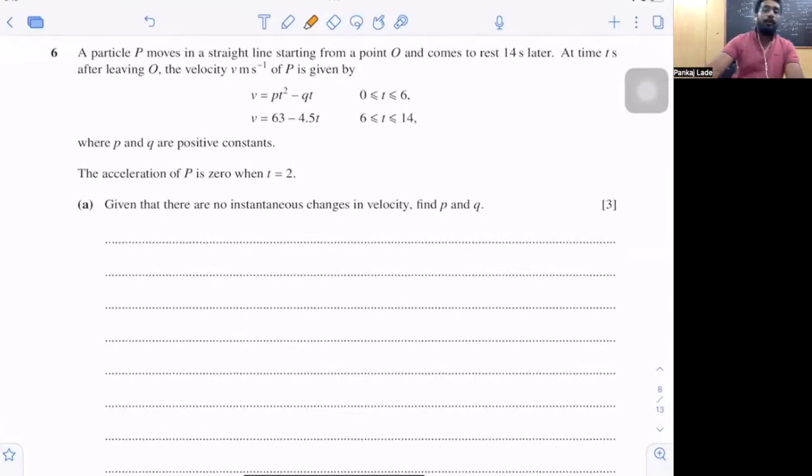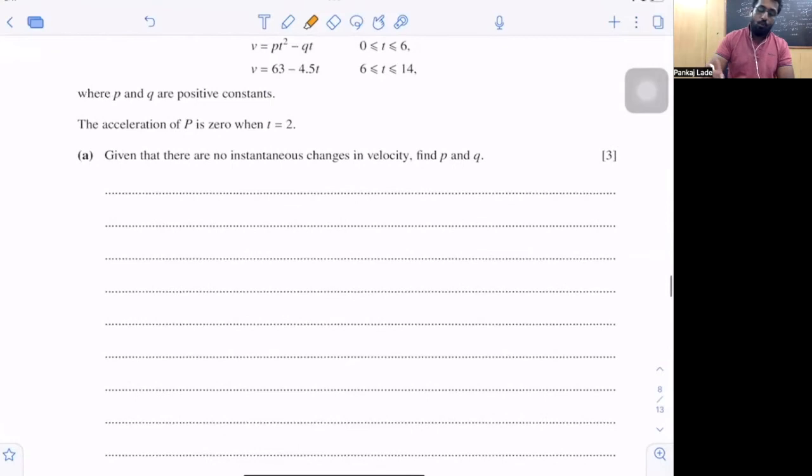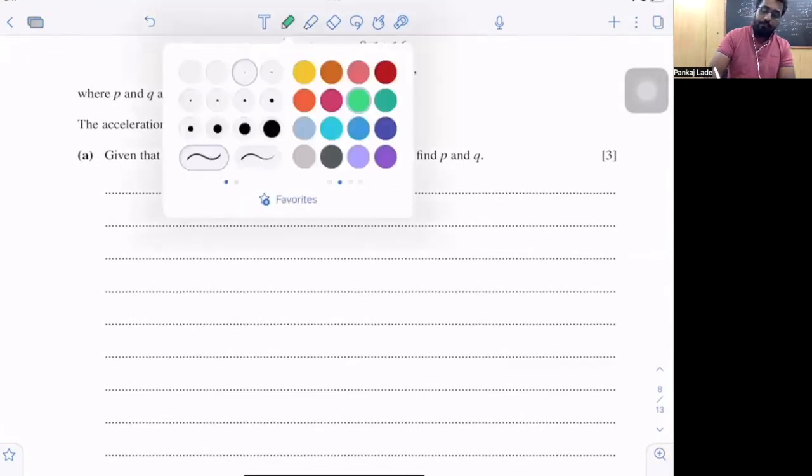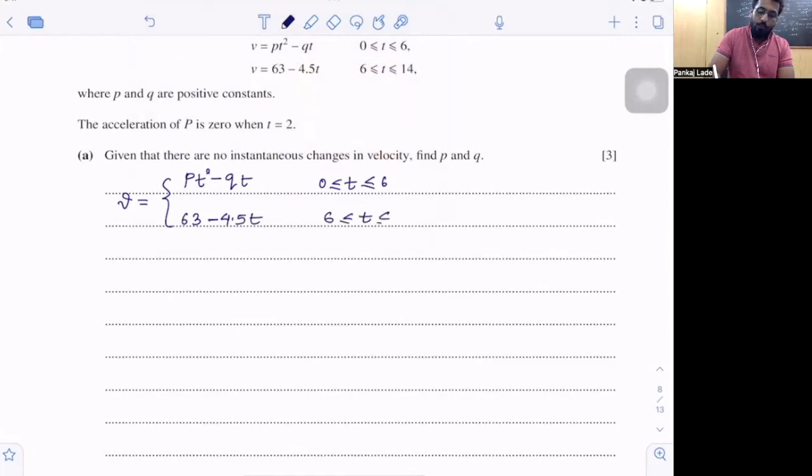So it says that a particle P moves in a straight line starting from a point O, okay, and it comes to rest 14 seconds later. At time t seconds after leaving O, the velocity v meter per second of P is given by. So there are two equations given to us. So v is equal to what? So I'll just write quickly the equations. So you are given v is equal to pt square minus qt when t lies from 0 to 6 seconds, and 63 minus 4.5t when t lies from 6 to 14 seconds.